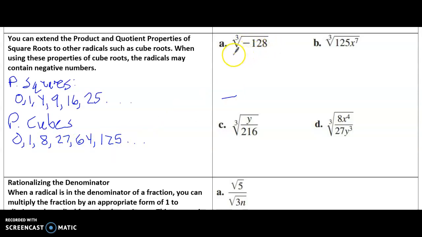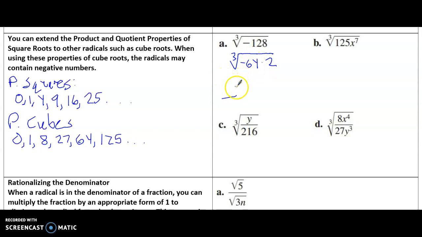Because if we have a perfect cube factor, then we can use the product property of cube roots, and we can split it up. So it turns out, and I'll keep the negative even though we know it's going to be negative, 64 times 2. And as you can see, 64 is in this list of perfect cubes. It would also be in the list of perfect squares, but because we're taking a cube root, it's the 64 as a perfect cube that matters to us.